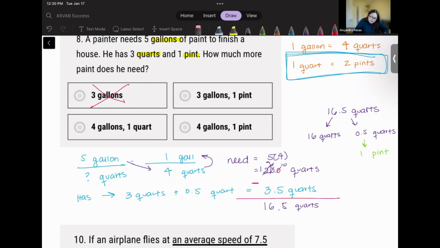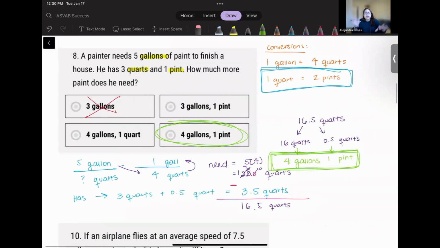Now we just need to figure out how many gallons are in 16 quarts. So I want you guys to tell me, how many gallons do I have if I have 16 quarts? 4. I have 4. Very good. I have 4 gallons because 16 divided by 4 is 4. So your final answer is that you need 4 gallons and 1 pint in order to be able to paint this house.